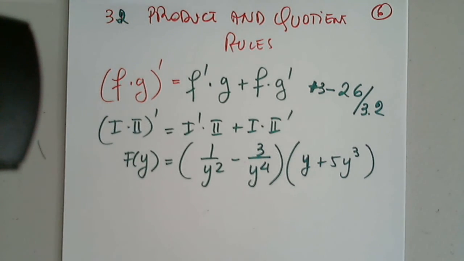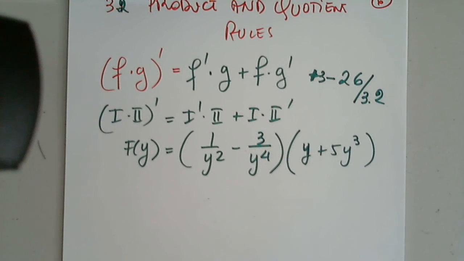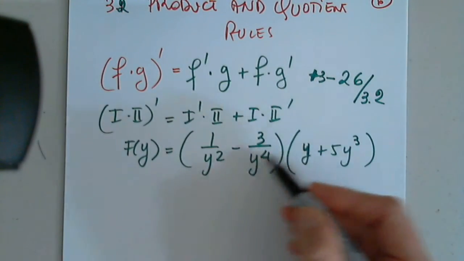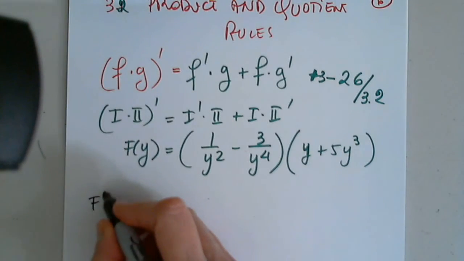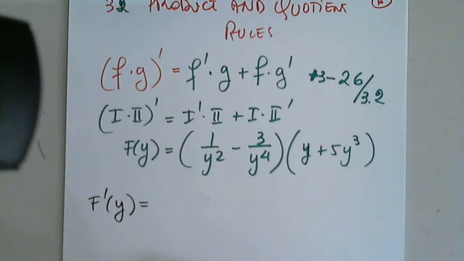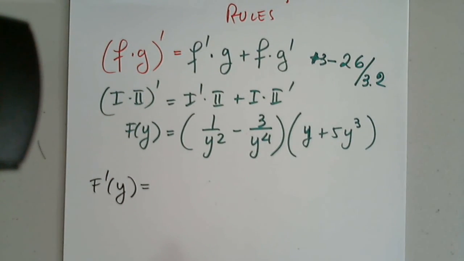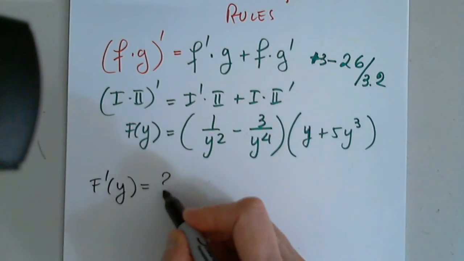And you could say, it's very simple. Just distribute y to these two, distribute this to these two, and forget about the product rule. I agree with that. But we want to practice the product rule. So we are asked to find f prime of y. And we're going to use the product rule.